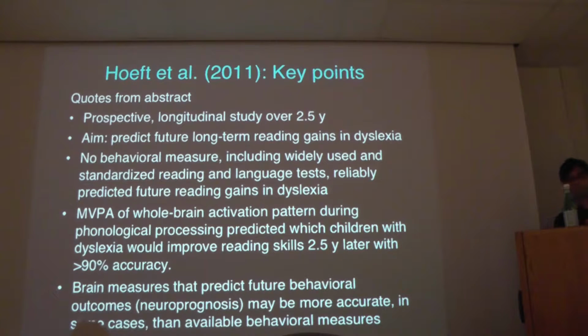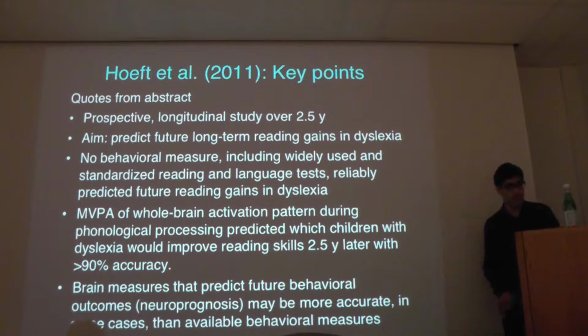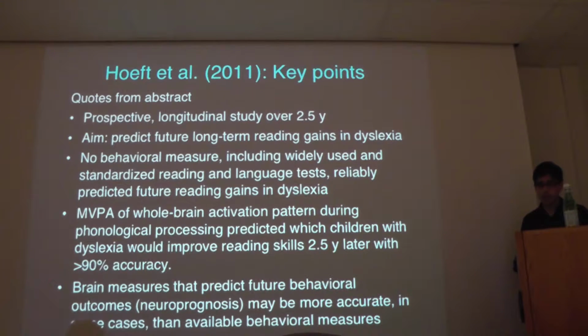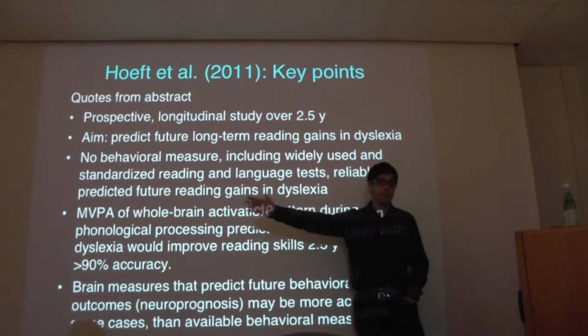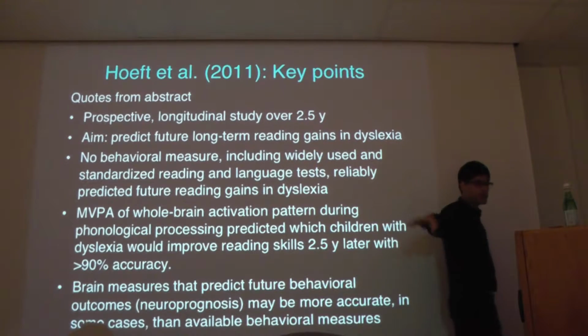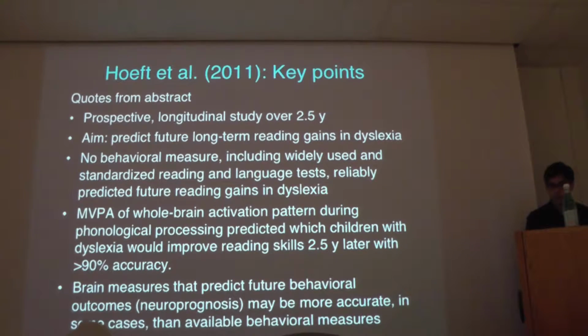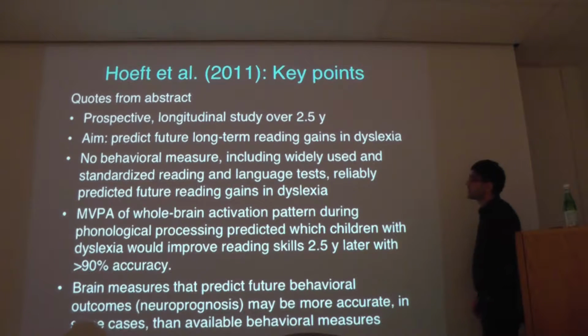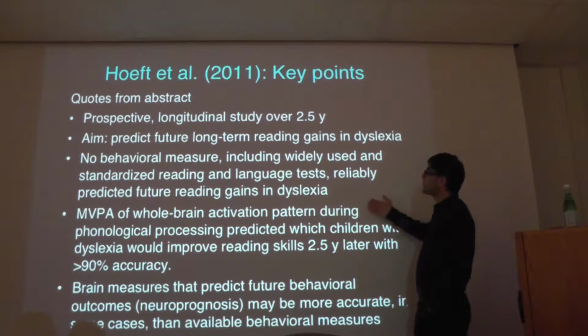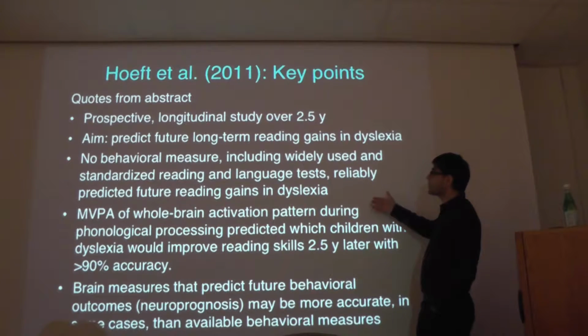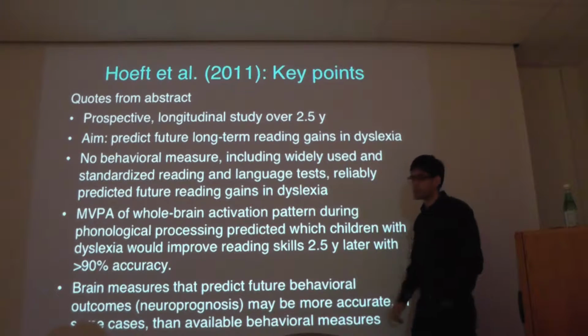It doesn't happen very often. These types of studies are difficult, expensive, require lots of practical difficulties tracking people, but they're very valuable when they're done. And so the aim is to predict long-term reading gains. Look at their brain at the beginning of this time and say, hey, I think that this is going to happen or that's going to happen, and see if you're right. And what's especially interesting is that they also had a whole bunch of behavioral measures, and the behavioral measures were interesting and valuable, but did not predict future reading gains.